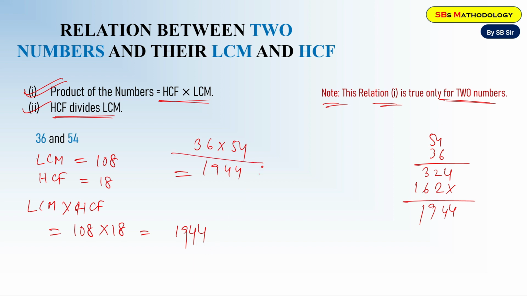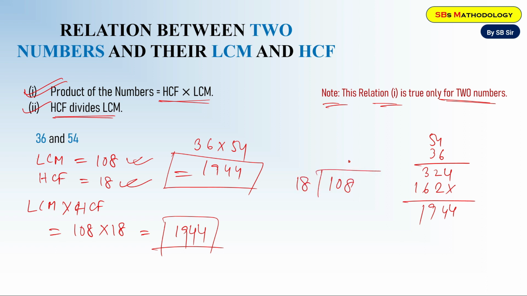So you can easily verify that the product of the numbers and the product of LCM and HCF are equal, and this holds for any two positive integers. So the first relation is true. Now if I take the second relation, that is HCF divides LCM: our HCF is 18, and we have to make sure that it divides the LCM 108. Definitely this is true. If we divide 108 by 18, 18 times 6 is 108, so it is completely divisible. So this is also true that HCF always divides LCM.